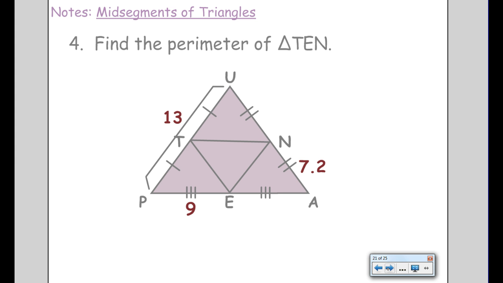All right, we're getting close. We only have 2 more, I think. Find the perimeter of the triangle. I'm going to let you work on it by yourself for a minute. Find the perimeter of the triangle. Not the number, the triangle.